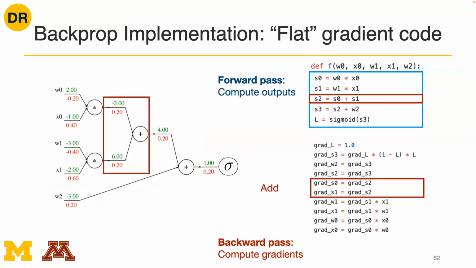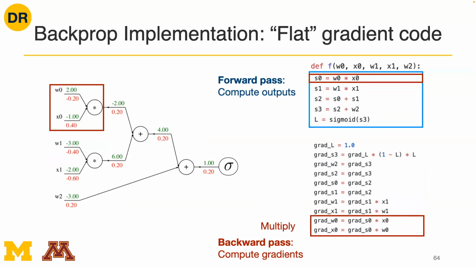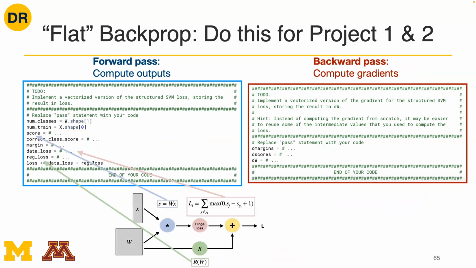And so this same kind of idea extends. For the sake of this class, we'll call this the flat gradient code, where you do linear operations forward and then linear operations backward based on the function. I'll point out that for project 1 and at least a part of project 2, this is how you should implement your gradients. This snippet of code was taken from the SVM loss function for the code that you should be implementing or have implemented.